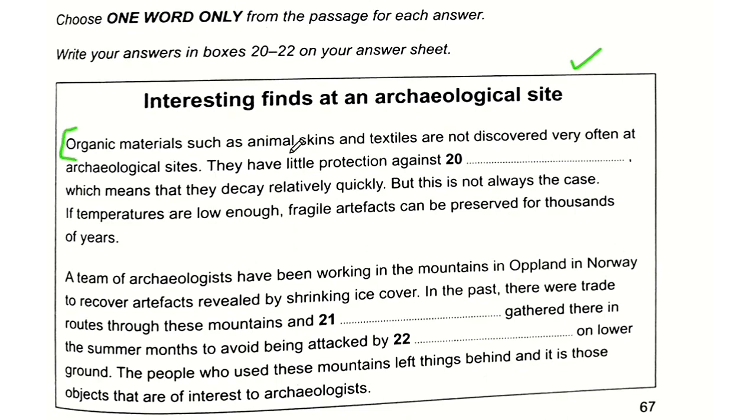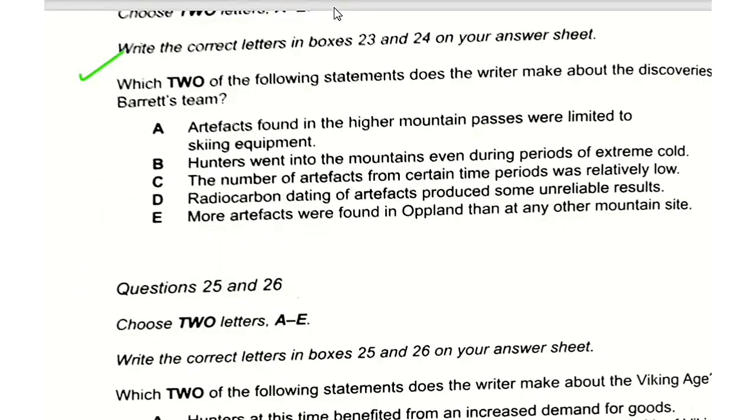Organic materials such as animal skins and textiles are not discovered very often at archaeological sites. They have little protection against something, which means they decay relatively quickly. This is the first question. Looking at the MCQ question, which two of the following statements does the writer make about the discoveries of Barrett's team? So, in case of MCQ questions, you have to just read the question. You don't have to read the options. Only after you are reading the paragraph, you will have to look at the options. You have to just read the question.